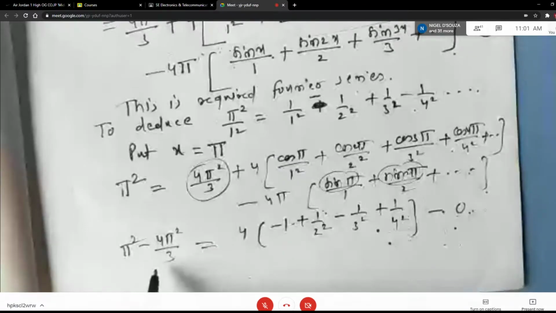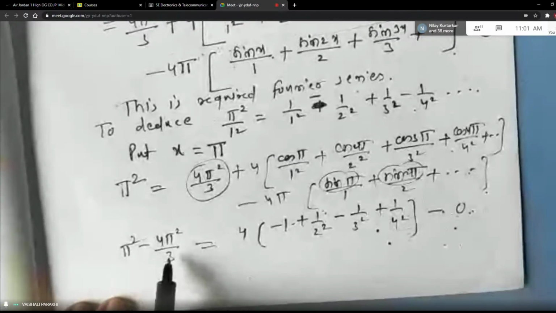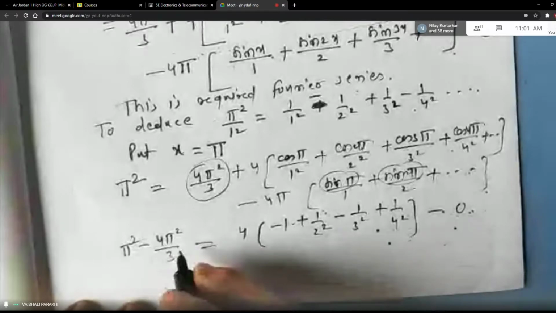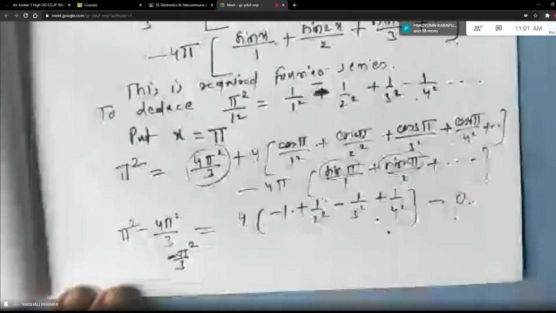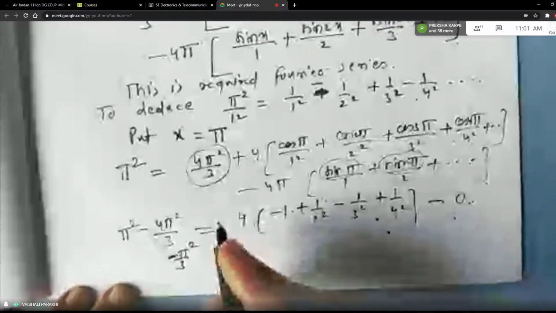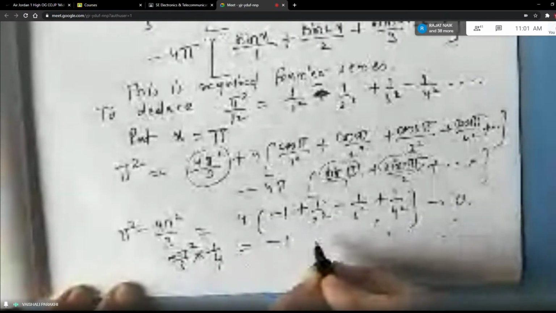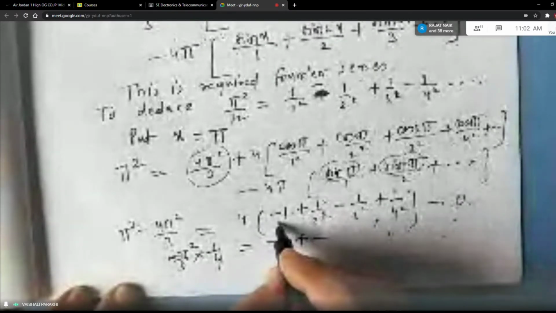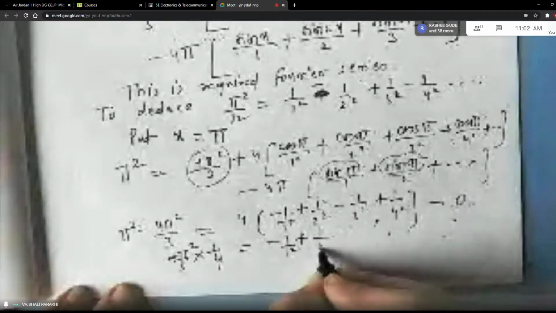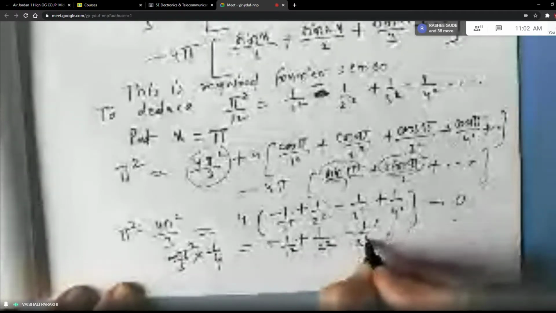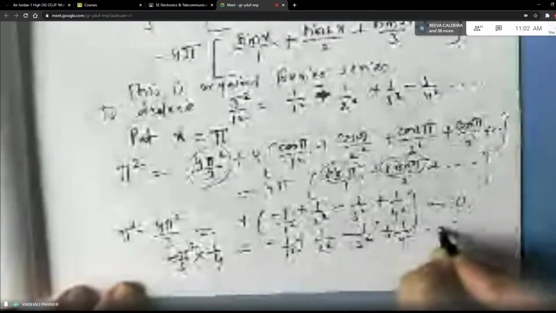Now see here what happens. This is cross multiplication: 3 pi square minus 4 pi square. So isn't it minus pi square by 3? And this 4 can be taken down, right? It will be cross multiplied. So I'm taking 1 by 4 here. And this is minus 1 plus minus 1, means minus 1 by 1 square also you can write. It will not make any difference. Minus 1 by 2 square minus 1 by 3 square plus 1 by 4 square and so on.